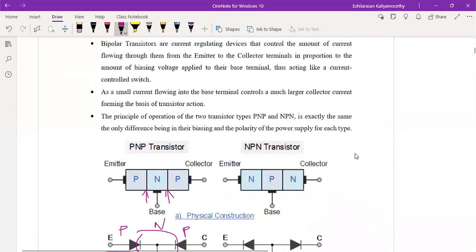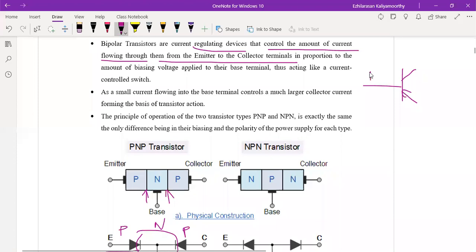Now we can say the bipolar transistor is a current regulating device that will control the amount of current flowing through it from the emitter to the collector terminal. Normally the symbol will be like this. For example, I will show the symbol of the BJT. See, this is the BJT symbol.